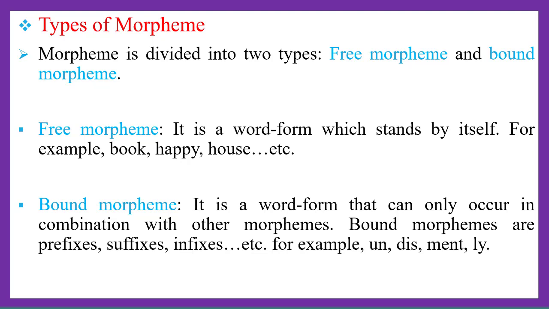And a bound morpheme is a word form that can only occur in combination with other morphemes. So bound morphemes are prefixes, suffixes, infixes. For example, the un in unhappy is a bound morpheme. The dis in disagree is a bound morpheme. The ment in establishment, dismantlement is a bound morpheme. The ly in destructedly also is a bound morpheme. They are affixes, prefixes and suffixes that we add to a free morpheme to form new words.